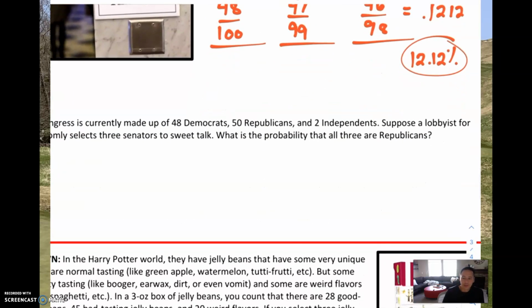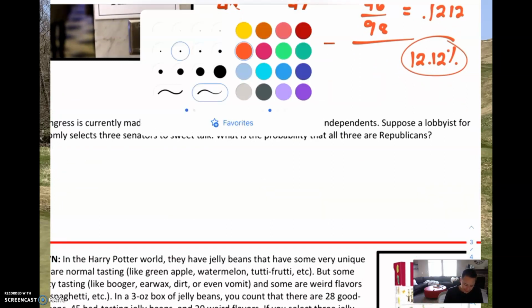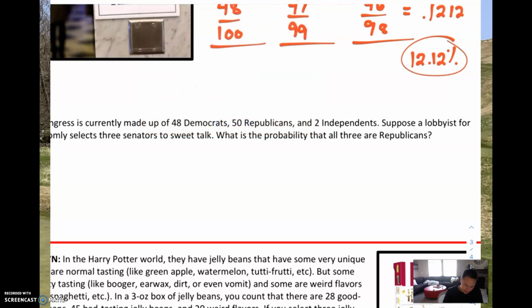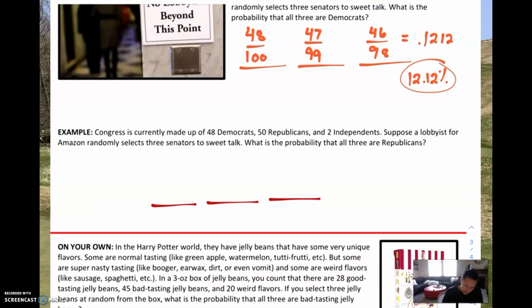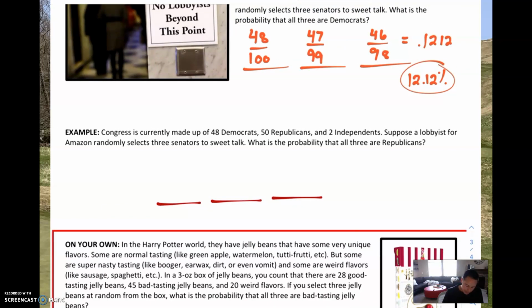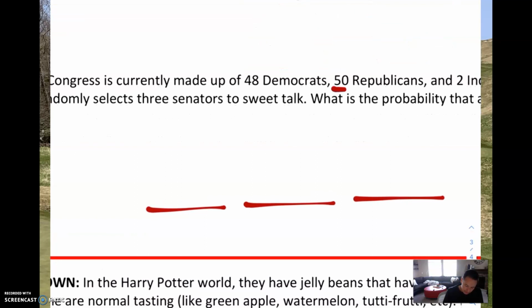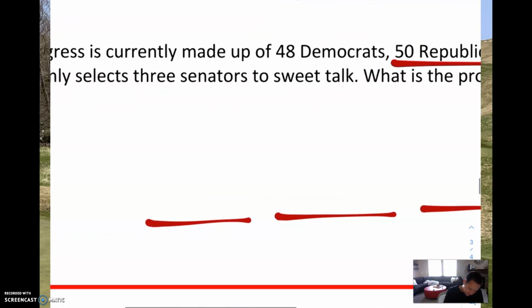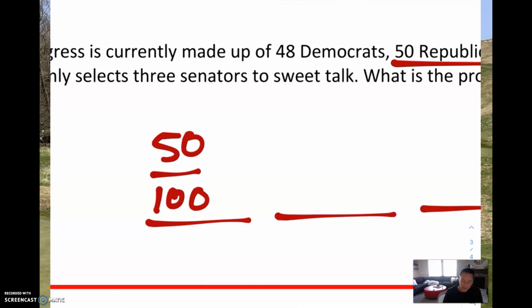And now, we're going to go on the flip side, what's the probability that they select all 3 that are Republicans? So again, we're selecting 3. So since I'm selecting 3, we're going to draw 3 slots. If I were to select 10, I'd draw out 10 slots. So what's the probability all 3 are Republicans? Well, we got to look at how many Republicans there are. There were 50 out of 100 Republicans.